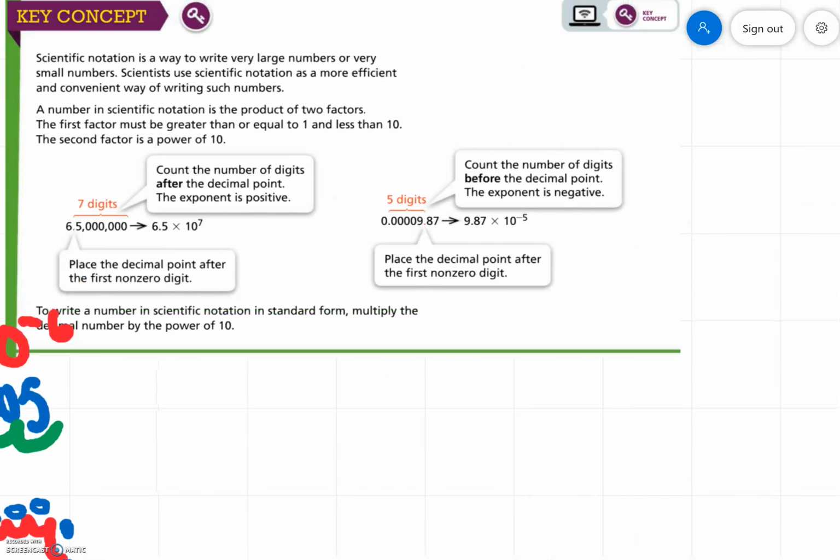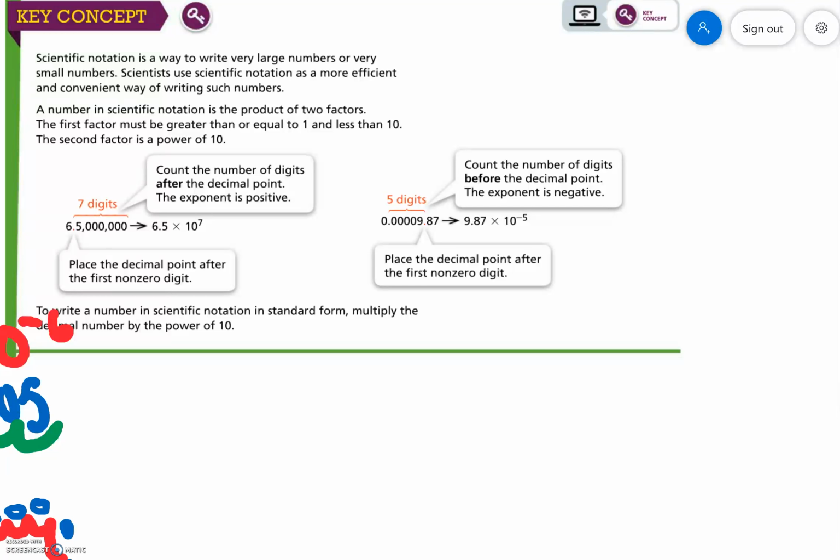So, scientific notation is a way to write very large numbers or very small numbers. Scientists use scientific notation as a more efficient and convenient way of writing such numbers. A number in scientific notation is the product of two factors. The first factor must be greater than or equal to 1 and less than 10. The second factor is a power of 10.